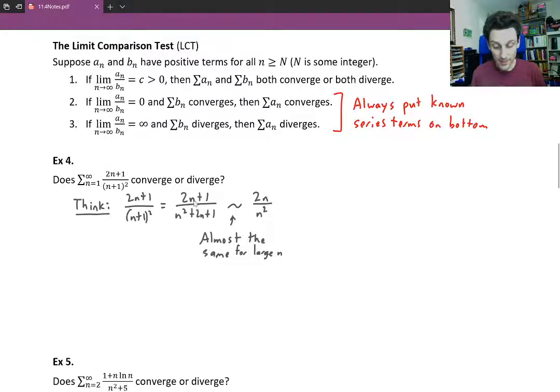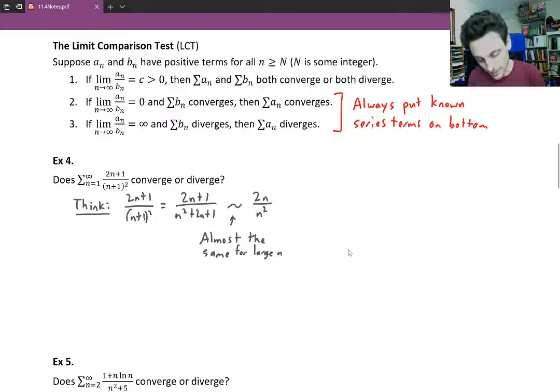When n gets large, the leading term overshadows all the rest of the terms on the top and then on the bottom separately. So these two fractions are almost the same for large n. You could try that. You could plug in a really big number into both of these fractions, and you're going to get roughly the same number out of each of these.